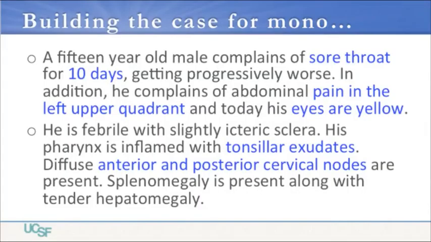Here's our 15-year-old man, complains of sore throat for 10 days, getting progressively worse. In addition, he complains of abdominal pain in the left upper quadrant, and today his eyes are yellow. He is febrile with slightly jaundiced sclera. His pharynx is inflamed with tonsillar exudates. There's diffuse anterior and posterior cervical nodes present. Splenomegaly is noted along with tender hepatomegaly.